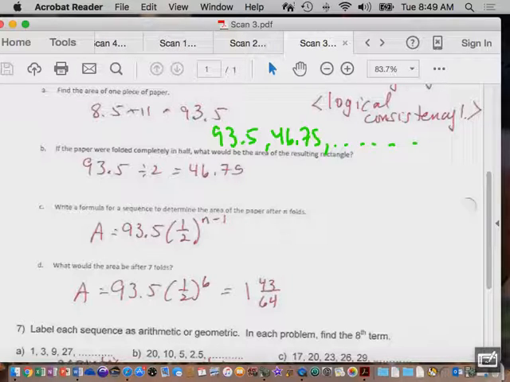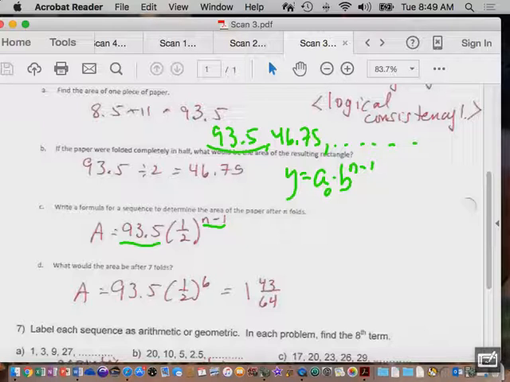If I want to write a formula for this, it's in the form y equals a times b to the n minus 1. A is always the first term. Well, let's call it, in fact, a sub 0. Remember we talked about that yesterday? So the first term is 93.5. This is the common ratio. The common ratio is a half, because you're constantly taking everything and halving it. And it's always the n minus 1 power, because I don't do the 1/2 to the first term. I only do the 1/2 after the first term, so I have to minus the 1.